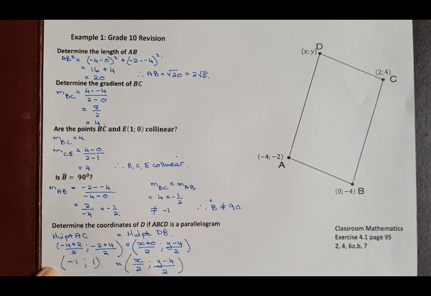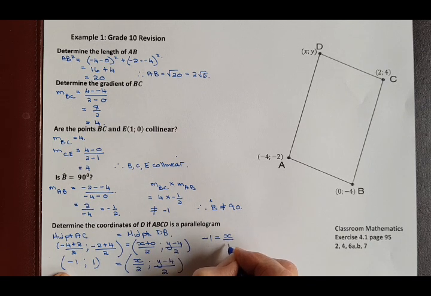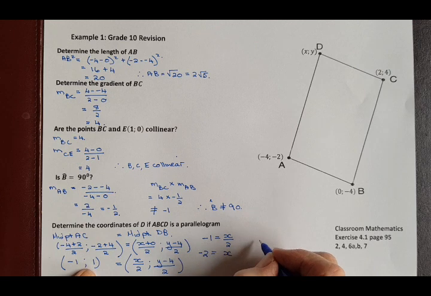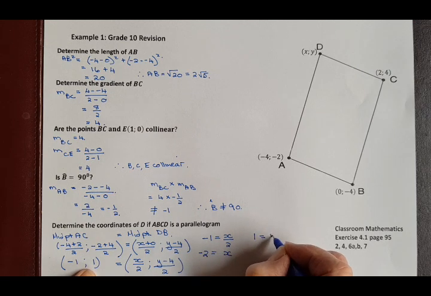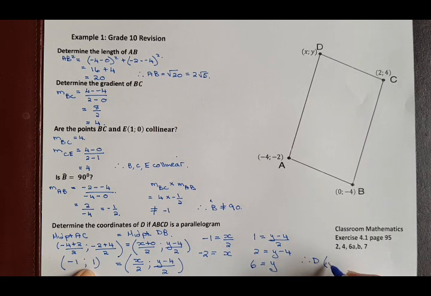And those two ordered pairs are equal to each other. Now, if ordered pairs are equal to each other, it just means the x-coordinate equals the x-coordinate. So minus 1 is equal to x over 2. In other words, x is equal to negative 2. And I should say, the y-coordinate of 1 equals y minus 4 over 2. 2 is equal to y minus 4. My y value is 6. Therefore, the coordinates of this point D are going to be minus 2 and 6.